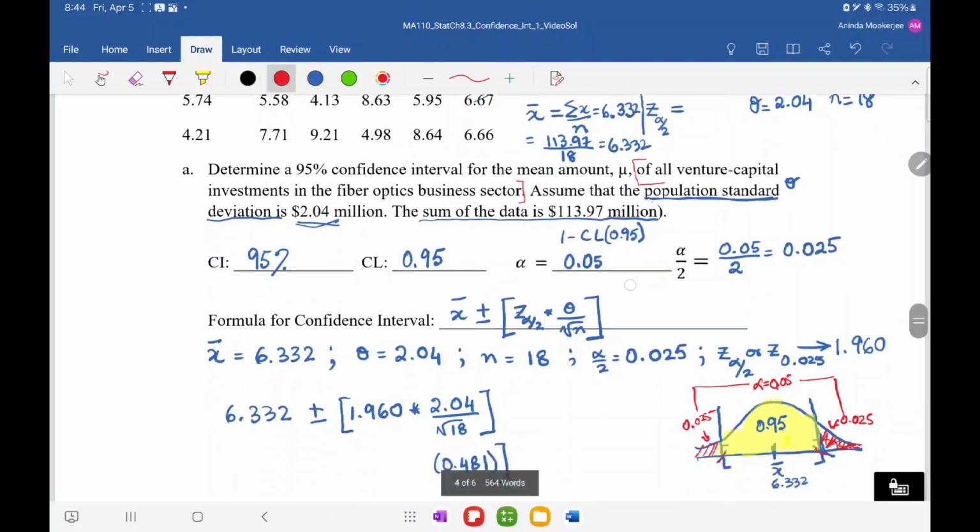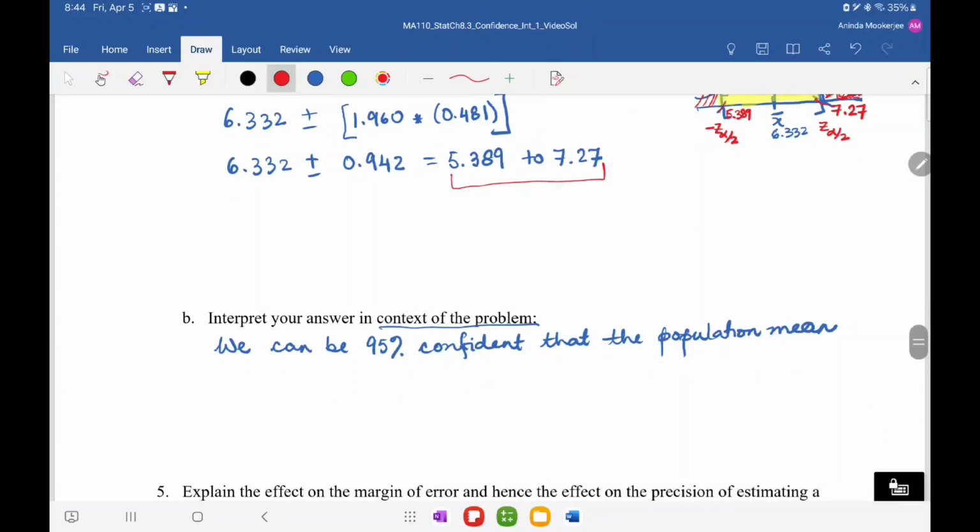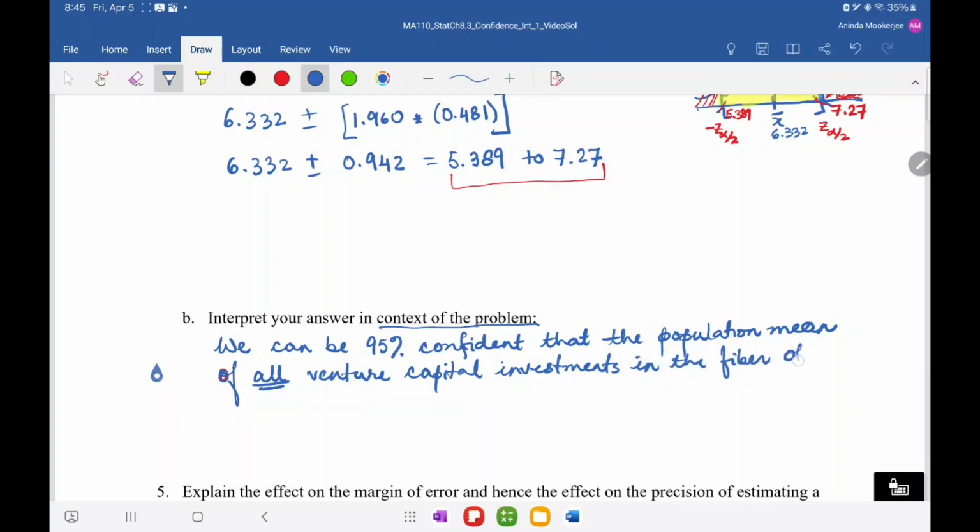So I'm going to write that the population mean of all venture capital investments in the fiber optics business will be contained in the interval.